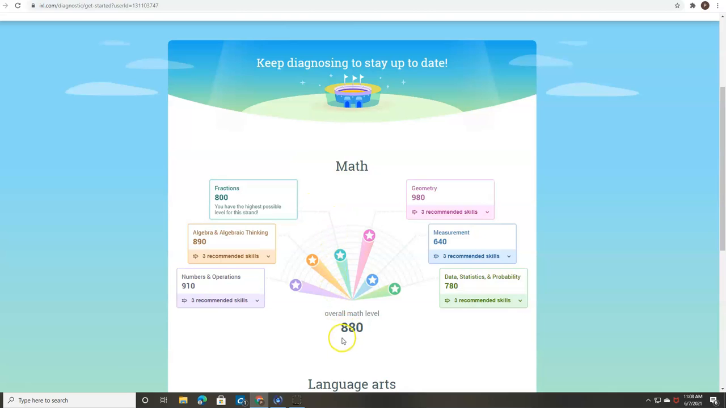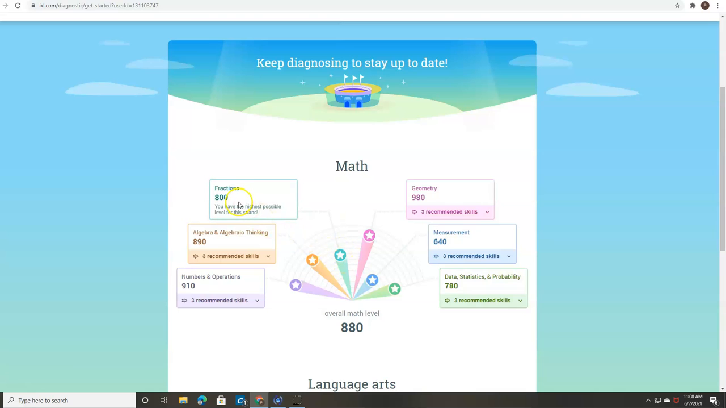I notice an overall math score of 880. What does that mean? The 8 here signifies 8th grade. Okay? What do these represent? These represent skill areas: fractions, algebra, algebraic thinking, numbers and operations, geometry, measurement, data statistics, probability. Those are all skill areas.